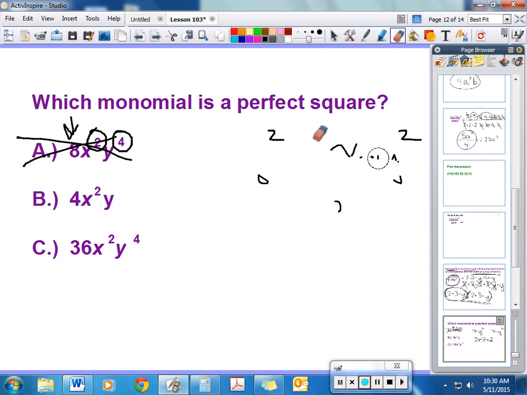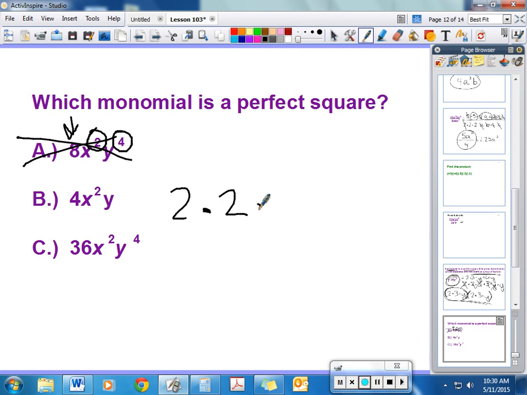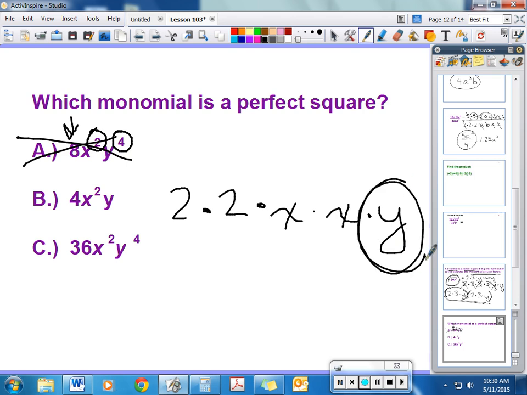Let's try the next one. Well, 4 is a perfect square. I could split that up into 2 times 2. We've got x times x, and then we've got y. Well, that cannot be a perfect square because I don't have 2 y's to split up into the 2 different groups. So that would not be a perfect square.